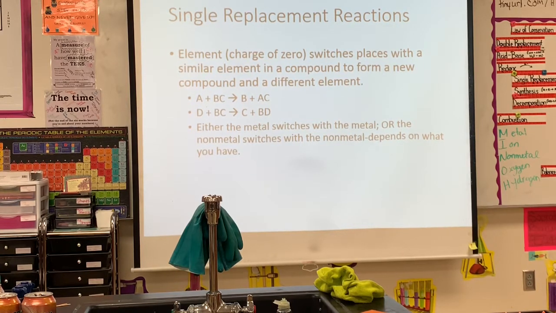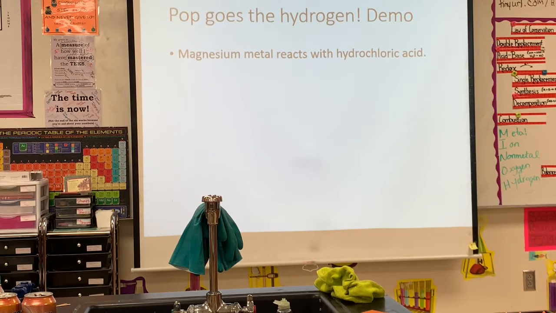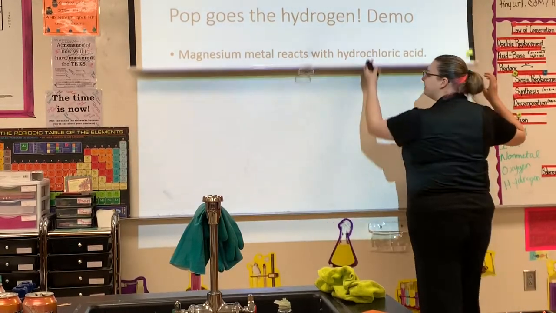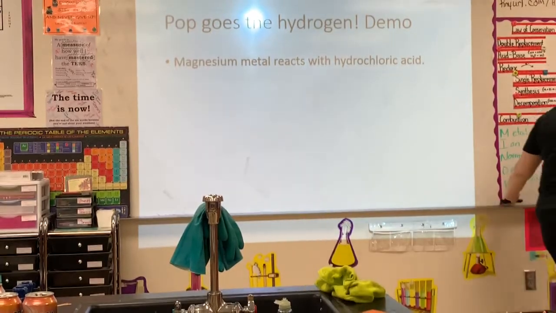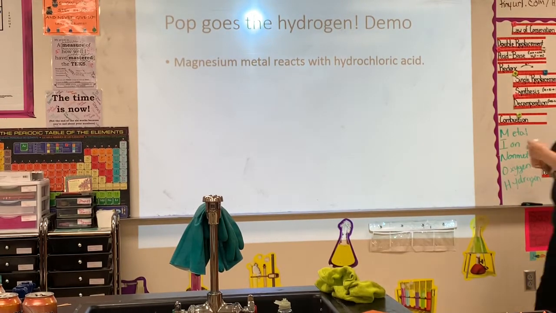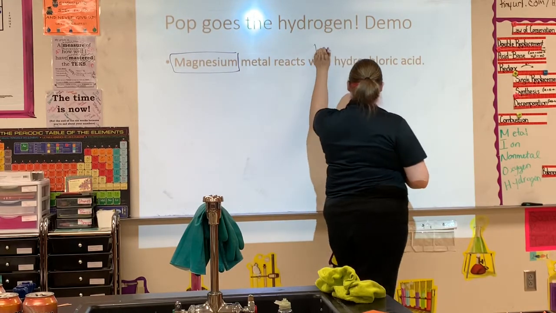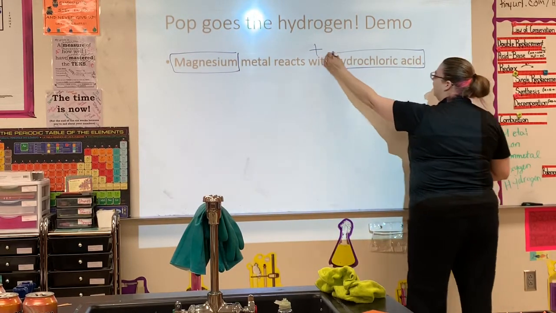All right. So on your worksheet for today, we have a spot for "Pop Goes the Hydrogen." There's a place to record the equation on the worksheet. So if you will, write this equation down. And let's go ahead and actually write this equation and predict the products. So we have magnesium reacts with, that's our plus, hydrochloric acid.